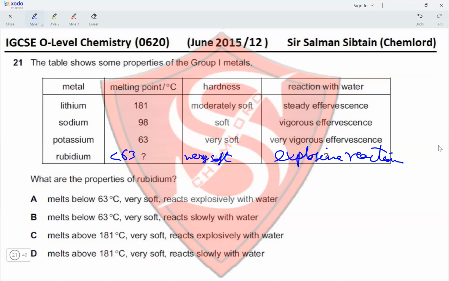So what are the properties of rubidium? Melts below 63, yes. Very soft, yes. Reacts explosively with water, yes. So this is the correct option.